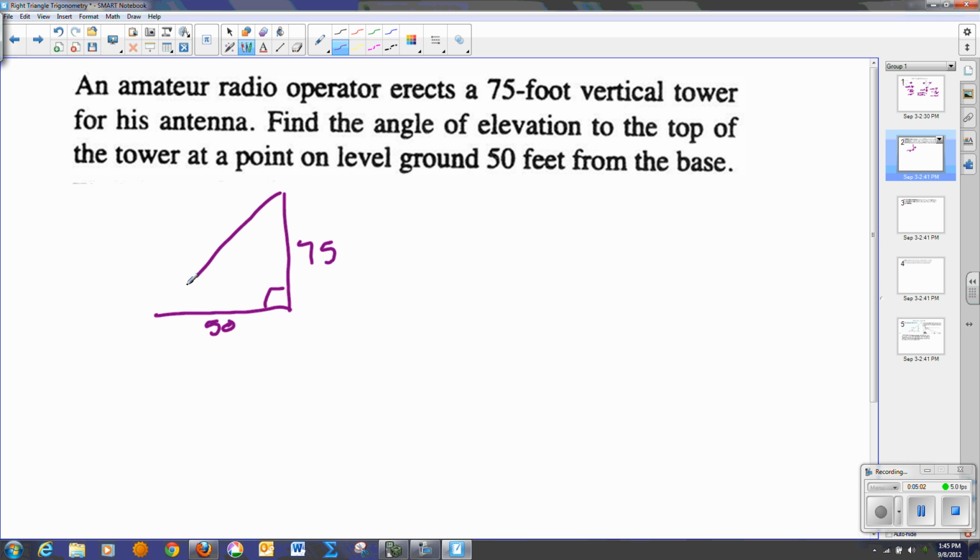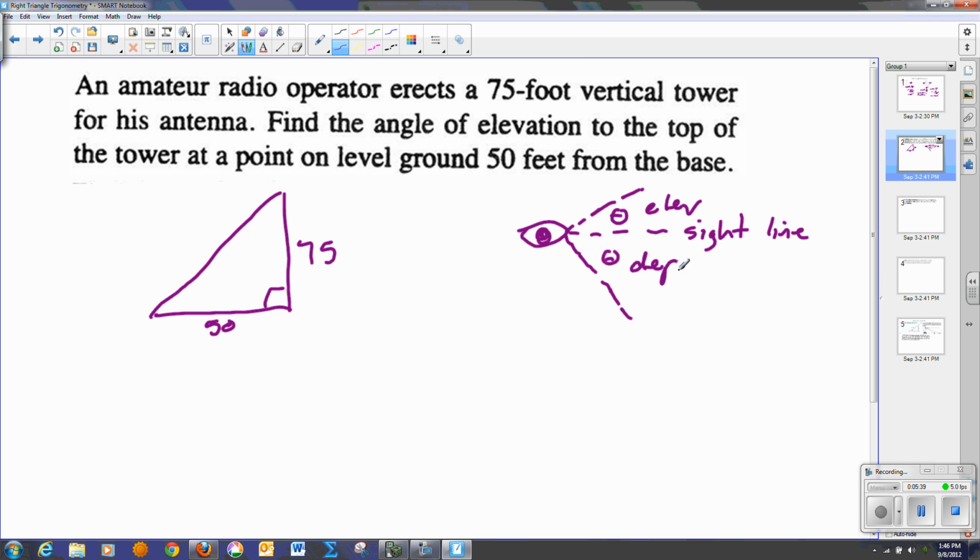Now, they talk about an angle of elevation. What an angle of elevation is, pretend this is somebody's eye. Your sight line is at a horizontal. So this is your sight line. And if you were to look up, you would make an angle with your sight line, and that is your angle of elevation. If you were to look down from your sight line, you would make an angle with that sight line, and that's called your angle of depression. So the angle we're looking for is this angle here.